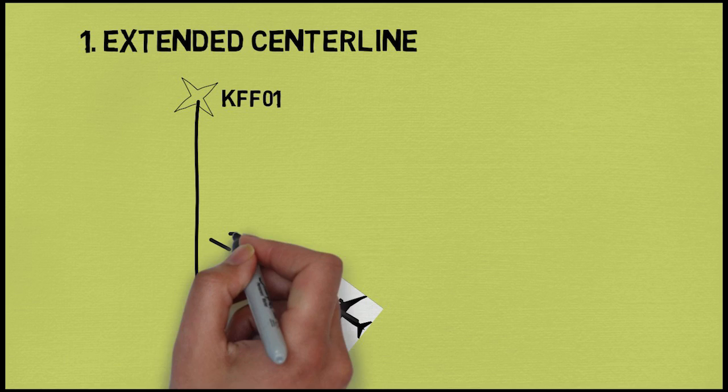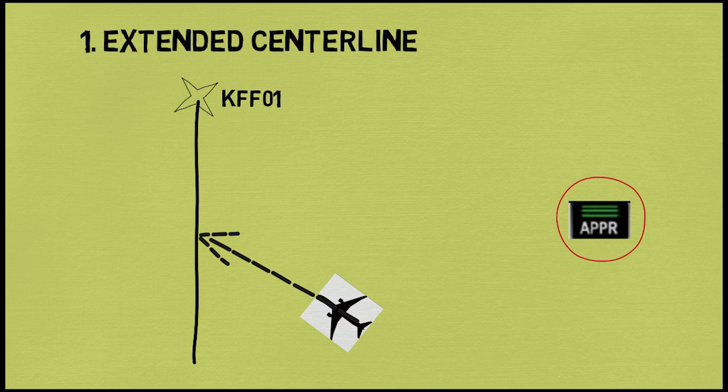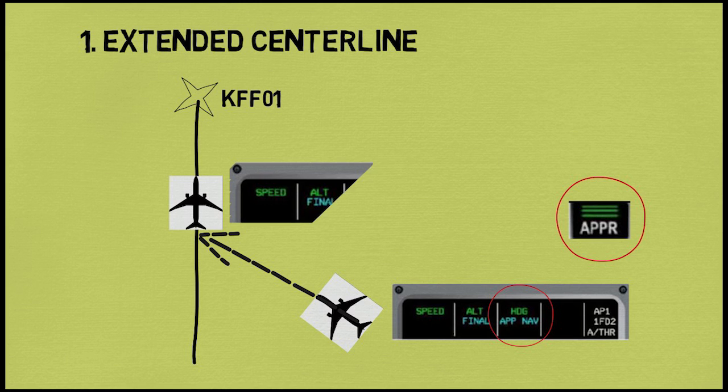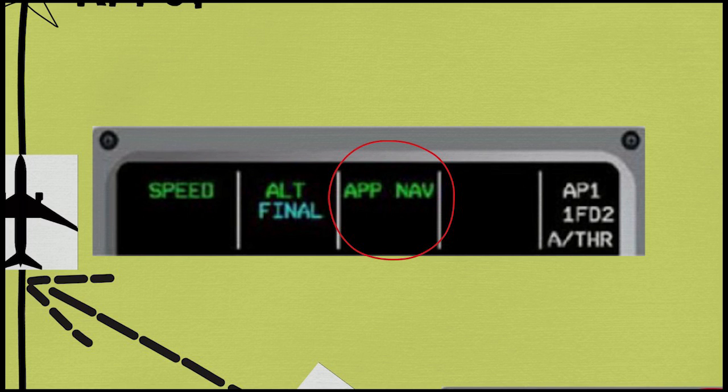If you're in heading mode and you arm the approach, approach nav will show as blue on your FMA. Once you enter the final approach track, approach nav will become active and green.